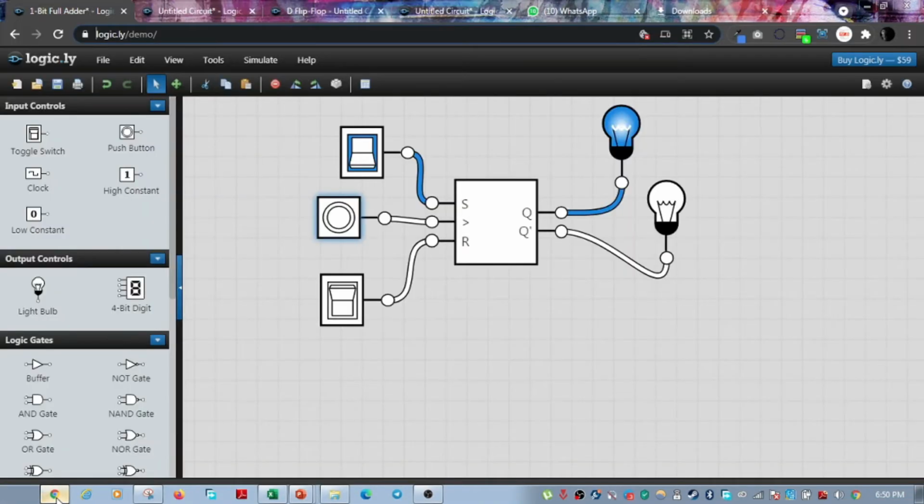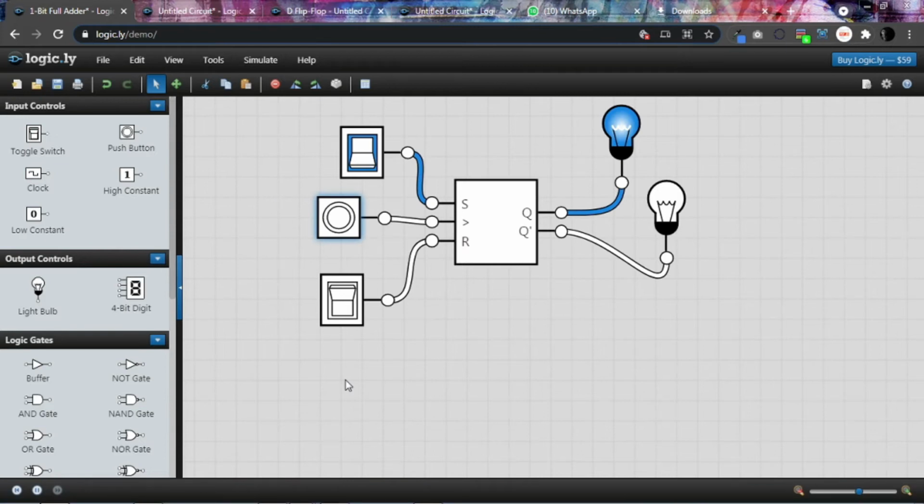Let us look into the simulation. This is the SR flip-flop. Here, currently, it is in the set state. So S is 1, R is 0 and Q is 1, therefore Q complement is 0. Let us look into the reset state. Here R equals 1 and S equals 0, and the previous input is 0, therefore we get Q dash as 1.